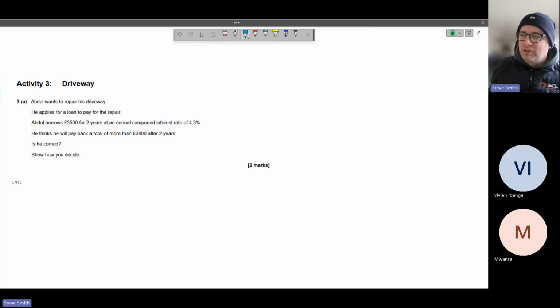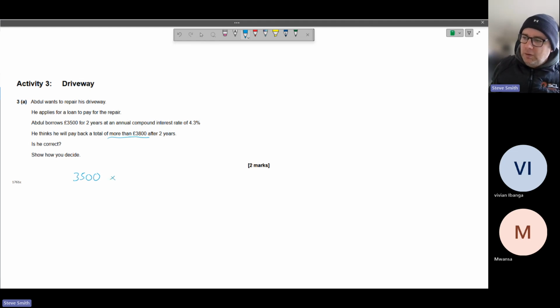Abdul wants to repair his driveway. He applies for a loan to repair. Abdul borrows £3,500 for 2 years. That's an annual compound interest rate of 4.3%. He thinks he's going to pay back more. That's an important word. More than £3,800.